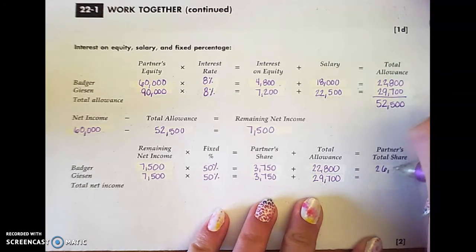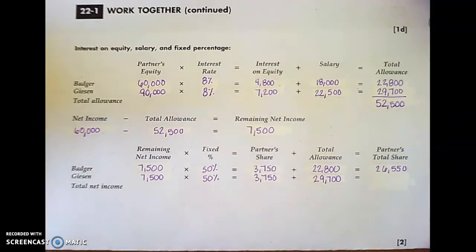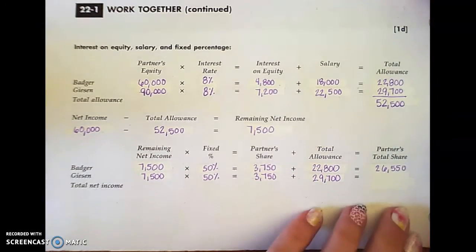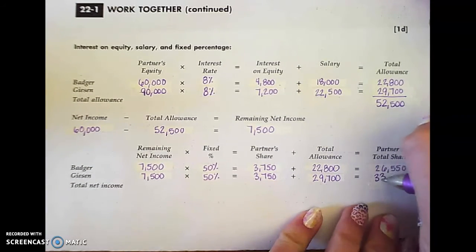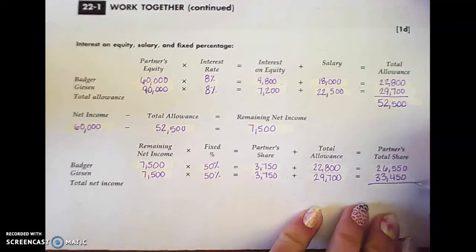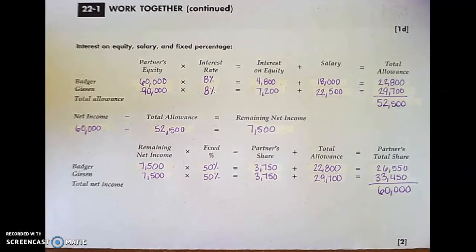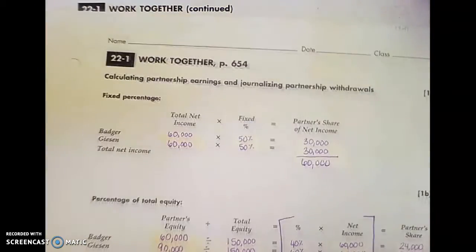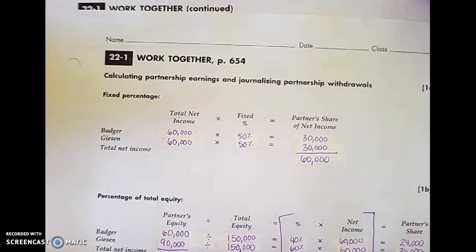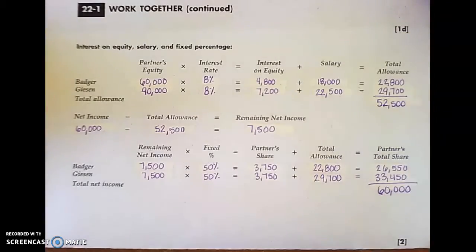Badger will get $26,550. Geeson will receive $33,450, and that'll equal our $60,000 net income. So you can see different ways to go about this. The easiest one is if we just did the first one where we split it in half. Next one, we did different percentages based on the equity. And then the last two had some interest on there as well. So different ways to do that.